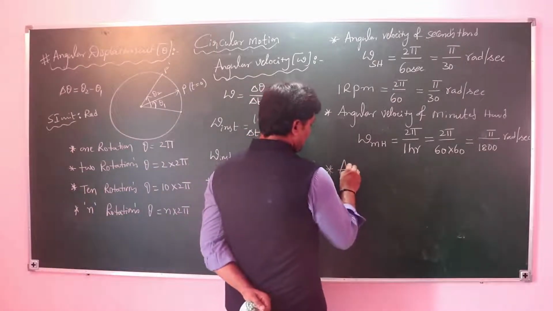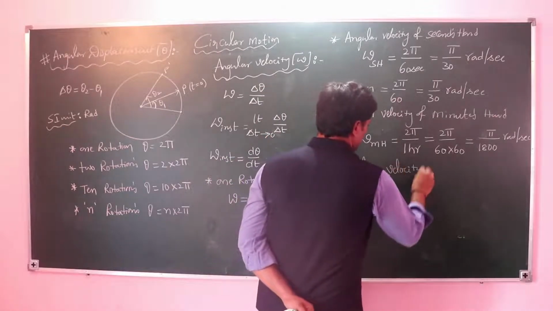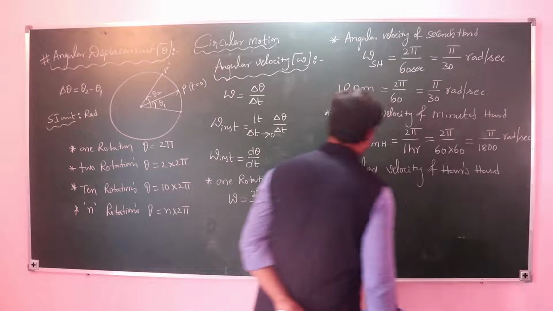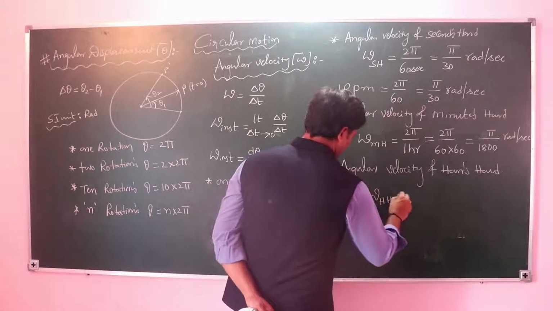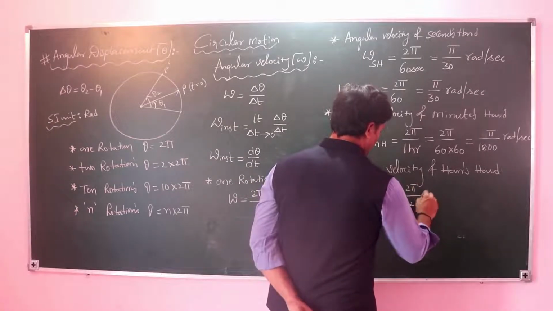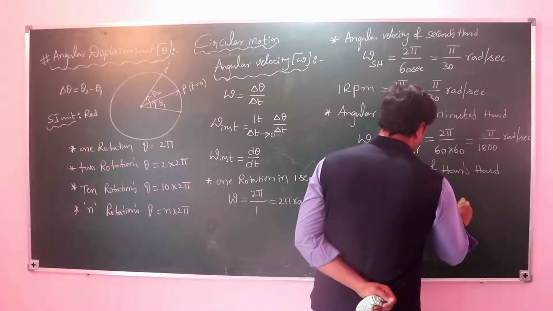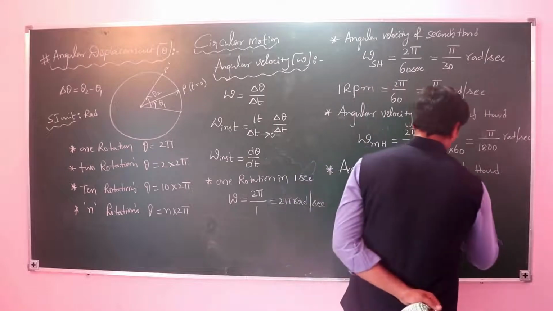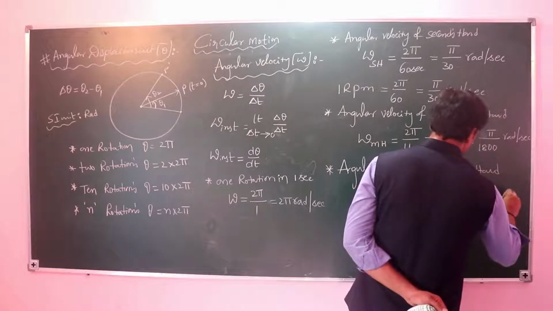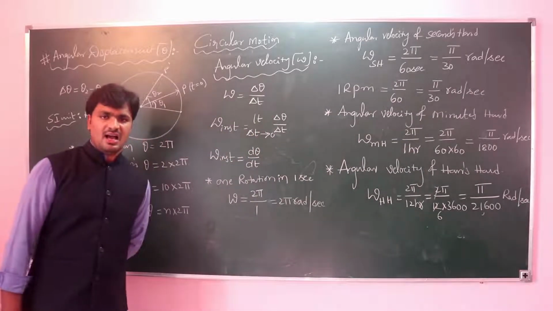Next we will take the angular velocity of the hours hand. For the hours hand, how much time is taken? 12 hours. That is equal to 2 pi upon 12 into 3600, nothing but the value is pi by 21600 radian per second. This is the angular velocity of the hours hand.